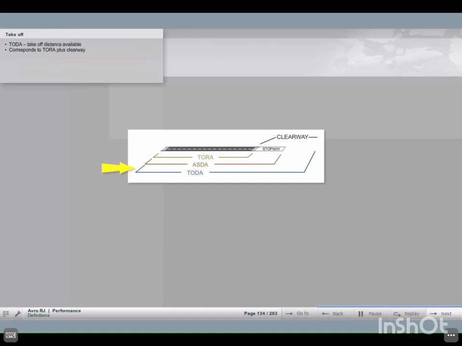Stopway is an area beyond the runway not less in width than the width of the runway, centrally located about the extended center line of the runway and designated by the airport authorities for use in decelerating the aircraft during a rejected takeoff, capable of supporting the aircraft without inducing structural damage to the aircraft.